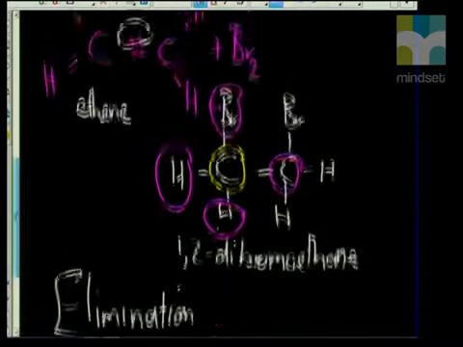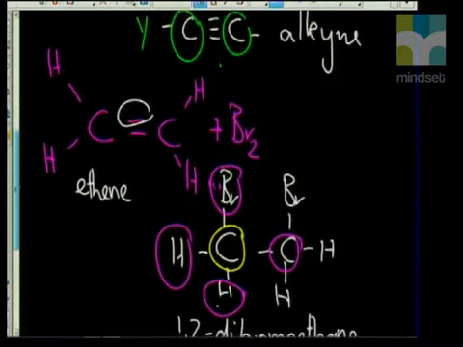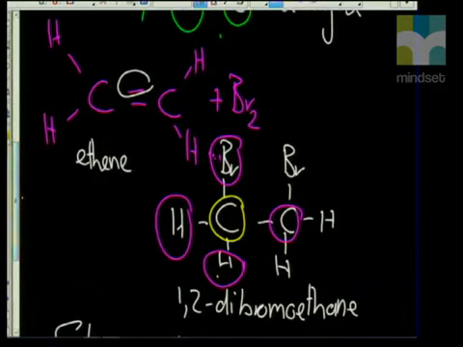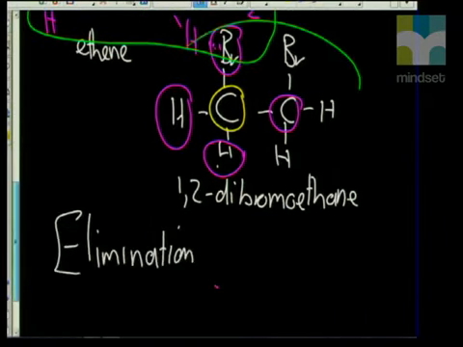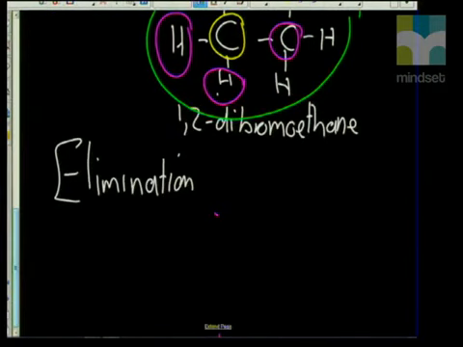Now, with addition, what I want you to notice is that we start with two reactants, the bromine and the ethene, and we end up with one. With elimination, what happens is the opposite.